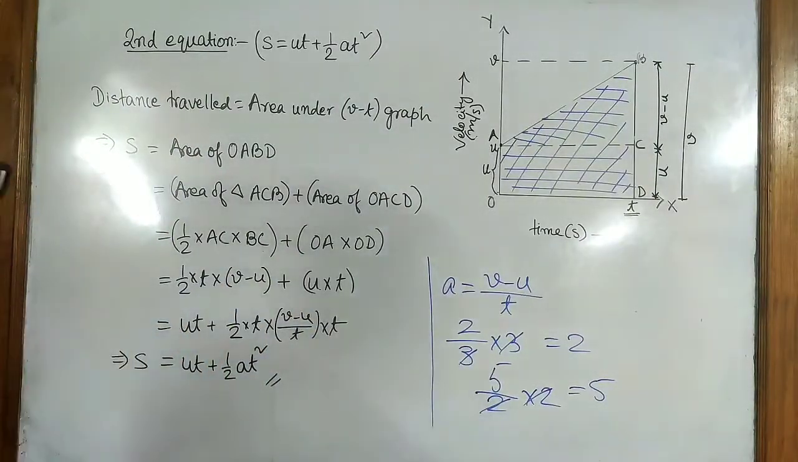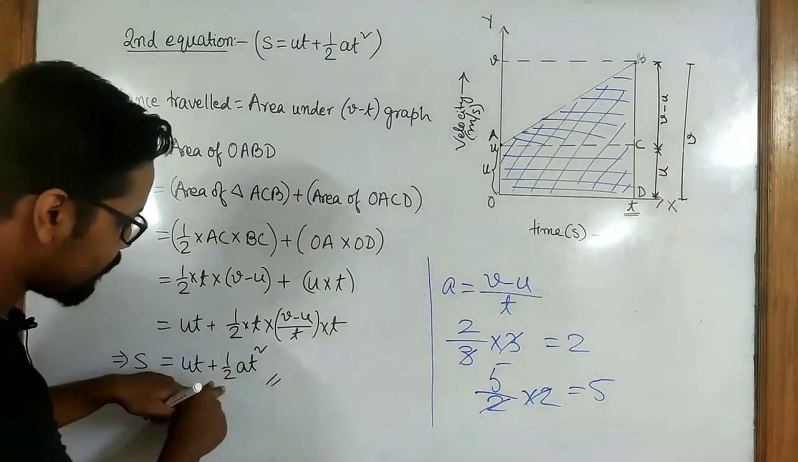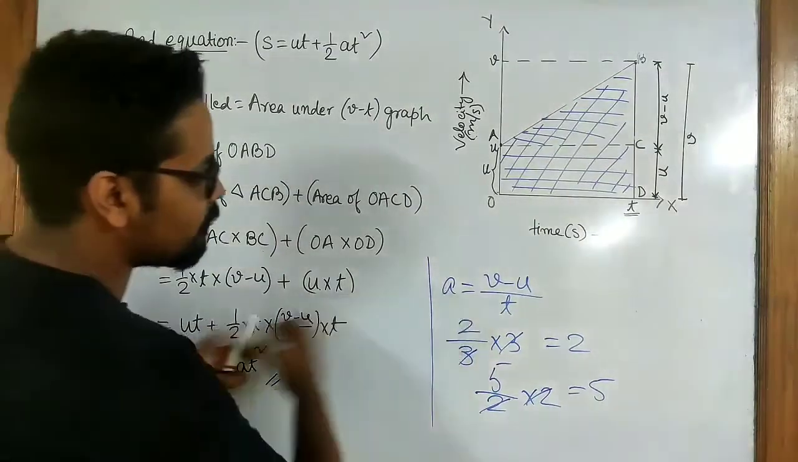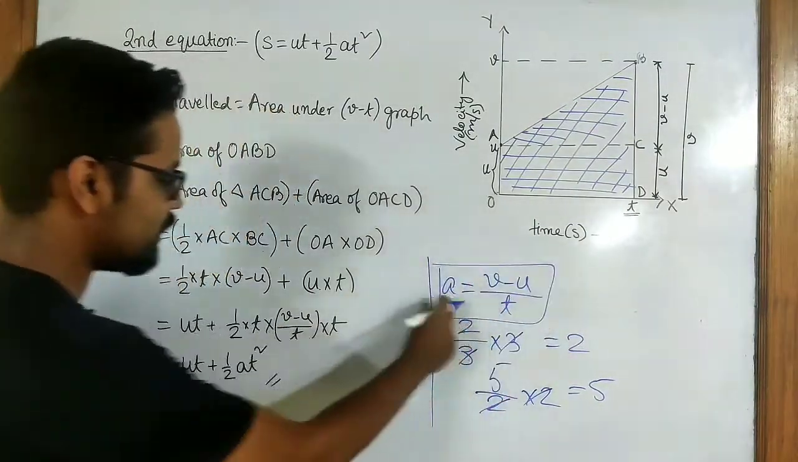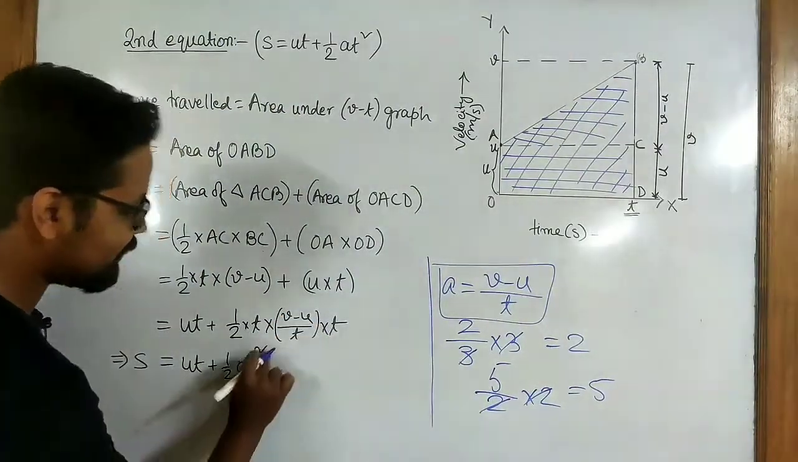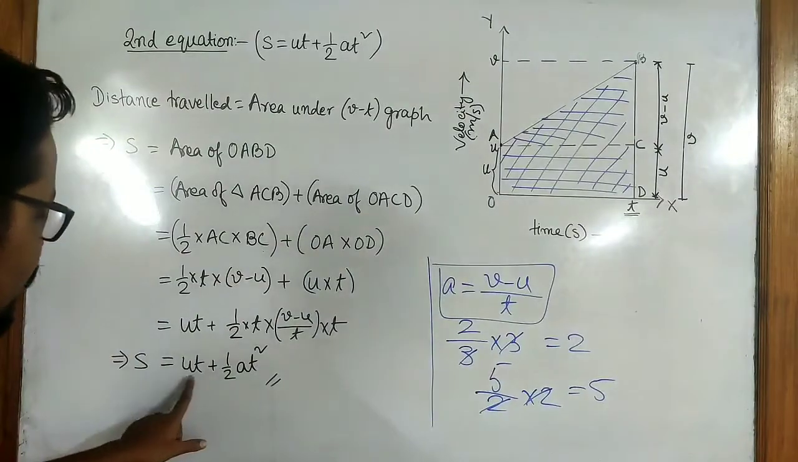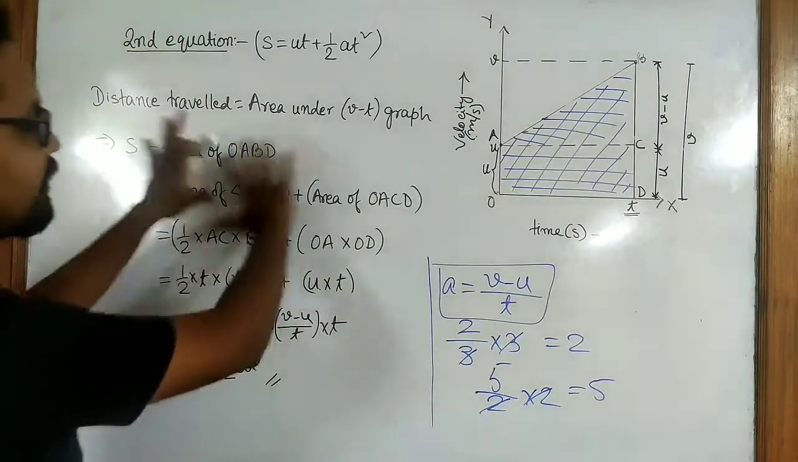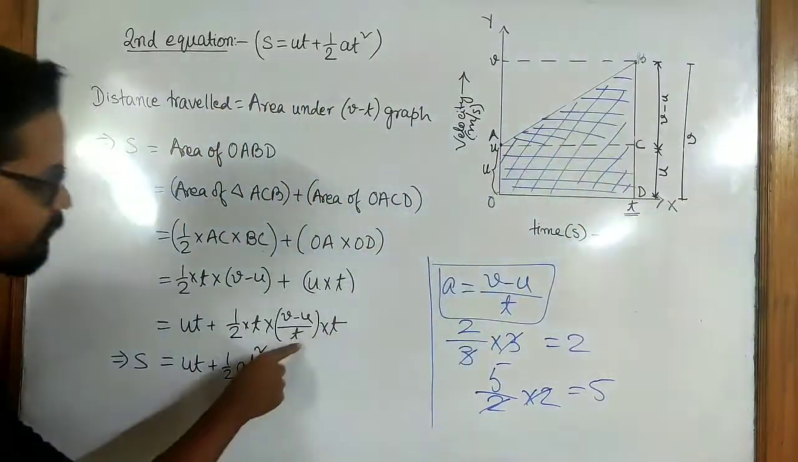So what has happened here, you see, half is there, V minus U by T is what? V minus U by T is acceleration. So in this place we can write A, and T into T is T squared. So ultimately we have got UT plus half AT squared. Everything is from the graph, everything, except just this step.